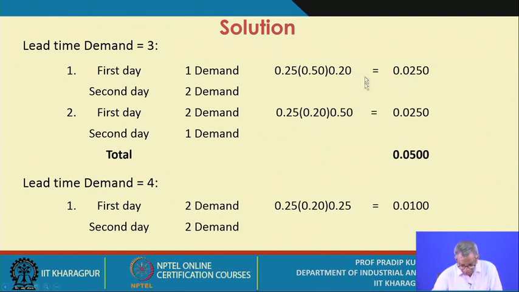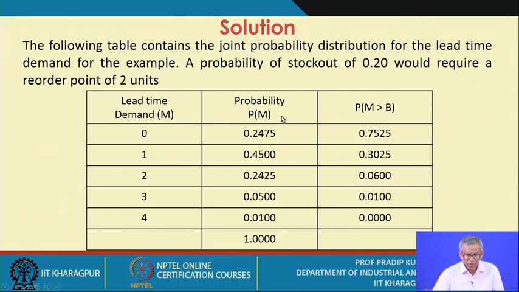So when we consider both the possibilities, you get a value of 0.0500 as the probability. And similarly, for the lead time demand 4, how do you calculate the corresponding probability? That is, the first day 2 units demanded, the second day 2 units demanded. So this is the possibility, that is 0.0100, 0.25 into 0.20 into 0.25. So this way we calculate the lead time demand probabilities.